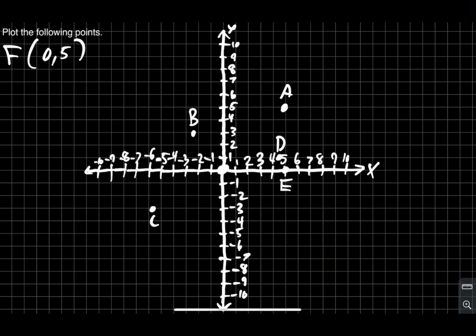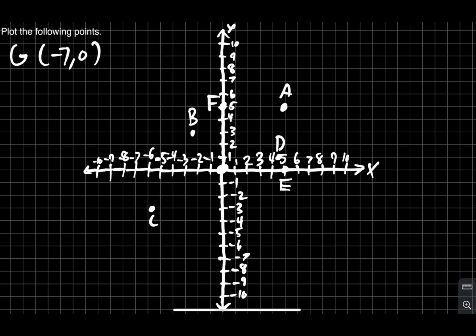Now for point F, it has an x value of 0 and a y value of 5. So if it has an x value of 0, it's going to have the same x value as the origin, the point in the middle. And it has a y value of 5. So your point is going to be right here on +5 for the y. That's going to be point F. And notice that it lines up with the origin with respect to the x value.